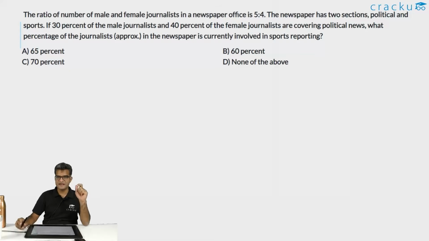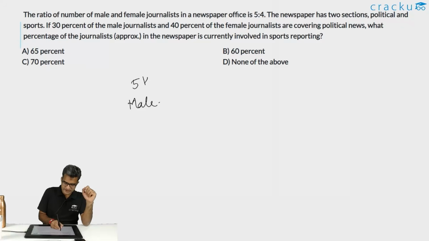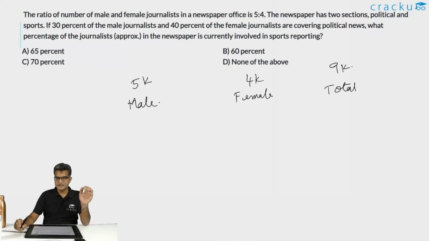The ratio of the male and female journalists in a newspaper is 5:4. So let us assume that the number of male journalists is 5k and the number of female journalists is 4k. So what is the total number of journalists? The total number of journalists is 9k. The newspaper has two sections. It has political and sports.